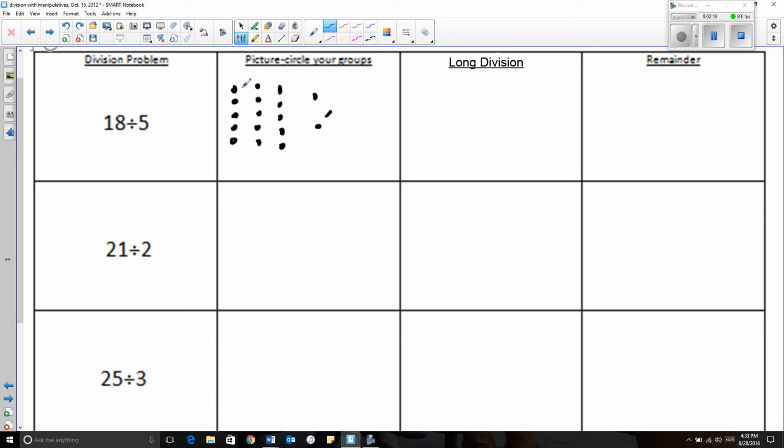Now I want to take the groups that I just made, and I want to show that they're groups by circling them. So right now, the little dot picture that you've drawn on your paper, go ahead and circle the groups that you've made. Now don't spend all day trying to make fancy squares or anything like that. This is just a really simple representation using either dots or tally marks to show what we've just done. So I see here that I have 3 groups of 5 and 3 left over. So now we're going to show what that looks like in the long division algorithm.